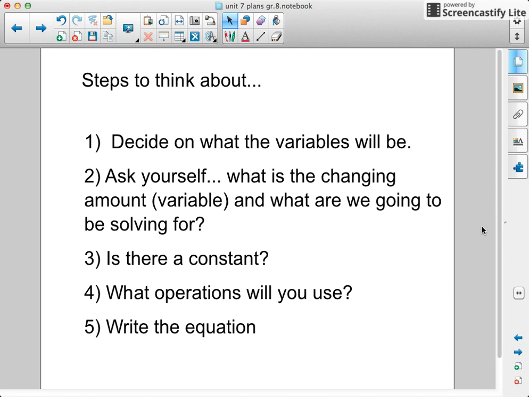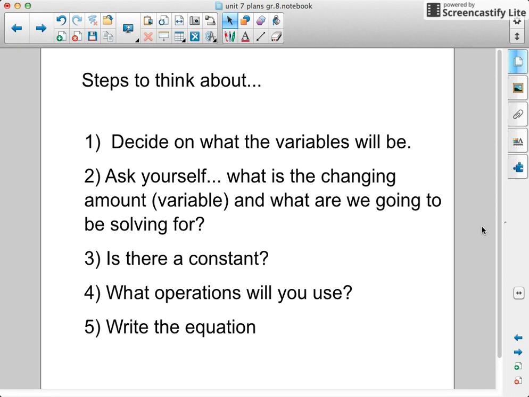So some things to think about, and sometimes you can think about them in different orders, but things you're going to have to work through. Number one, decide on what the variables will be. So what are the unknowns? What are we trying to find out and what is changing? You need to ask yourself, what's the changing amount or variable and what are we going to be solving for? Number three, is there a constant?